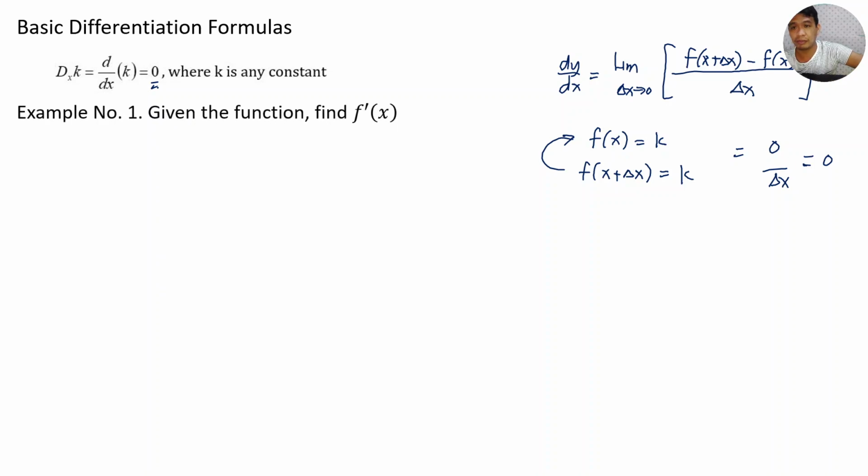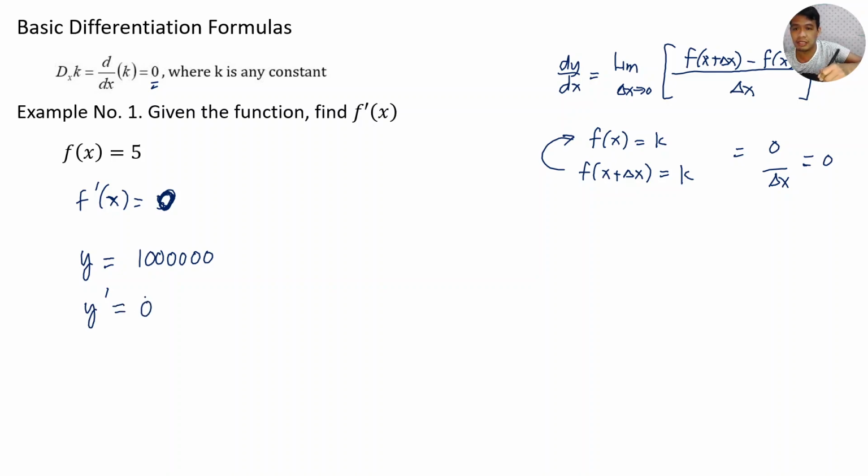So let's try an example. If I have here f of x is equal to 5, we find the first derivative of that function to be equal to 0 because 5 is a constant. So f prime of x is equal to 0 because the derivative of 5 is 0. So let's try another one. What if I have y is equal to 1 million? Since 1 million is still a constant, its derivative y prime is 0.